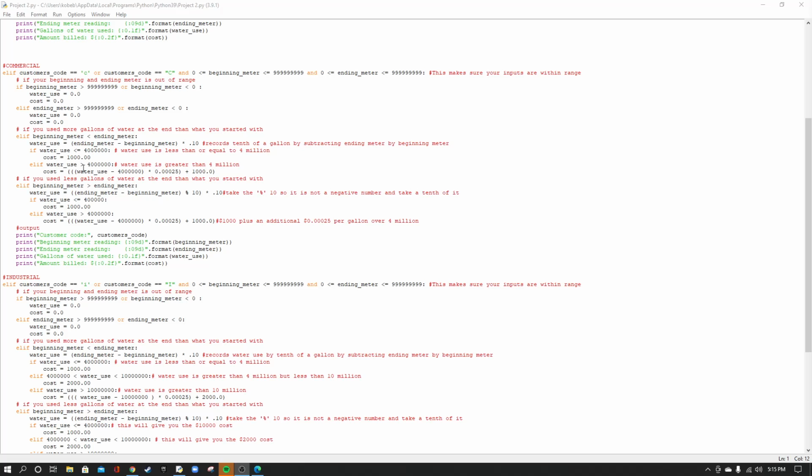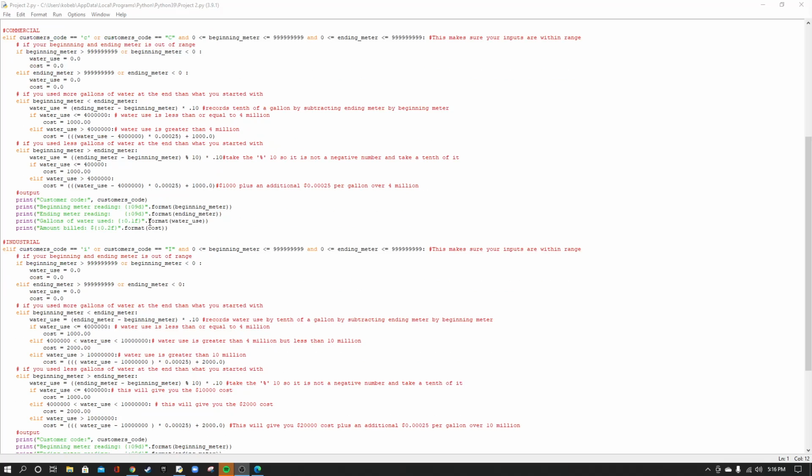So in order to find the cost, if it's less than or equal to 4 million, then it's just a flat rate of 1,000. But if it's greater than 4 million, then we have to find the difference over 4 million. So we take the water used and subtract 4 million, and then we times it by 0.0025 to give us the additional charge, plus the flat rate of 1,000, and that will give us our cost.